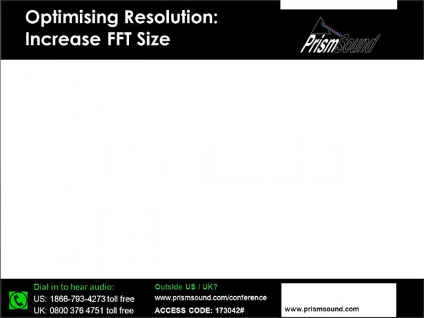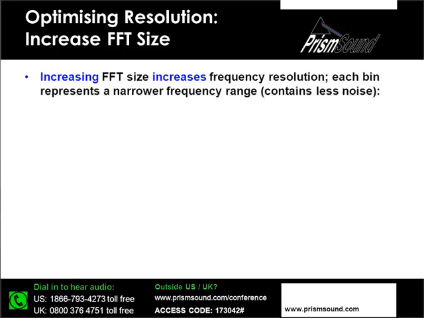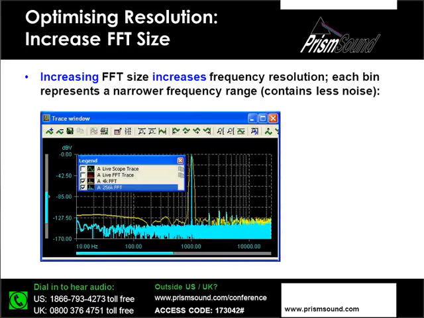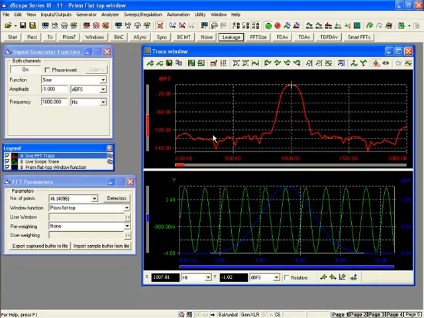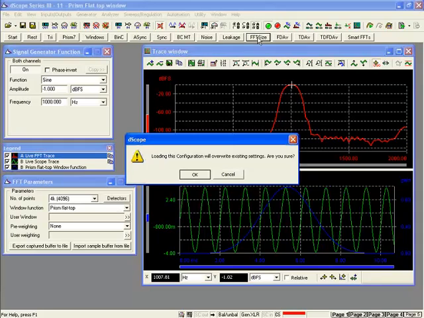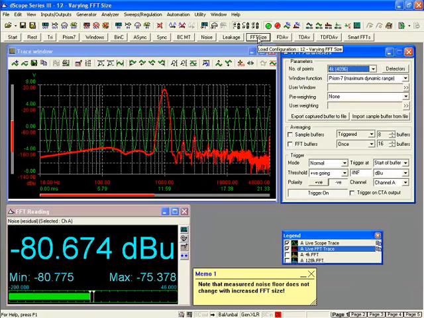Okay, this one is presumably a little bit more intuitive because we've already seen that most of you have got this correct: increasing the FFT size increases our frequency resolution. And what also happens is that every FFT bin now contains a narrower range of frequencies and contains less noise, so we see what we might call our noise floor appear to reduce when we use a larger FFT size. And let's just show you that in the flesh.